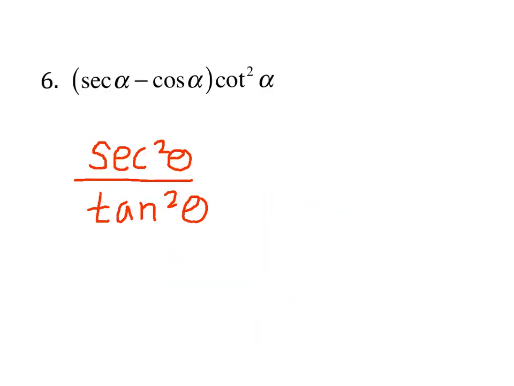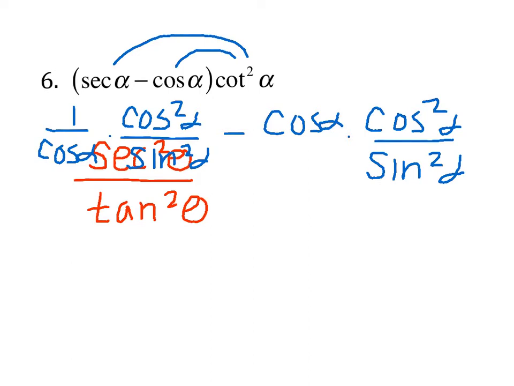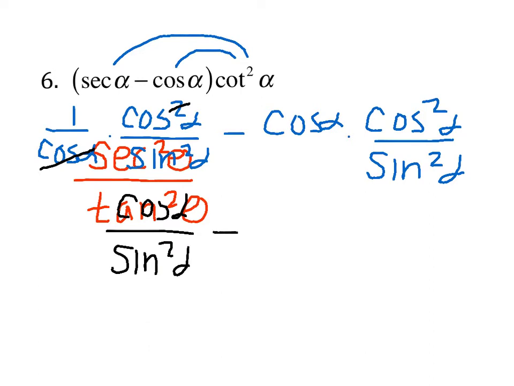Number 6 is another problem that we could do in a bunch of different ways. We could either distribute the cotangent squared, or we could simplify what is inside the parentheses first. I think I'm actually going to go ahead and distribute. And I also changed everything in terms of sine and cosine. So I know that cotangent squared is cosine squared over sine squared. I know secant is 1 over cosine. So looking at this, I know those are going to cancel out, so I'm left with cosine over sine squared minus cosine cubed over sine squared.